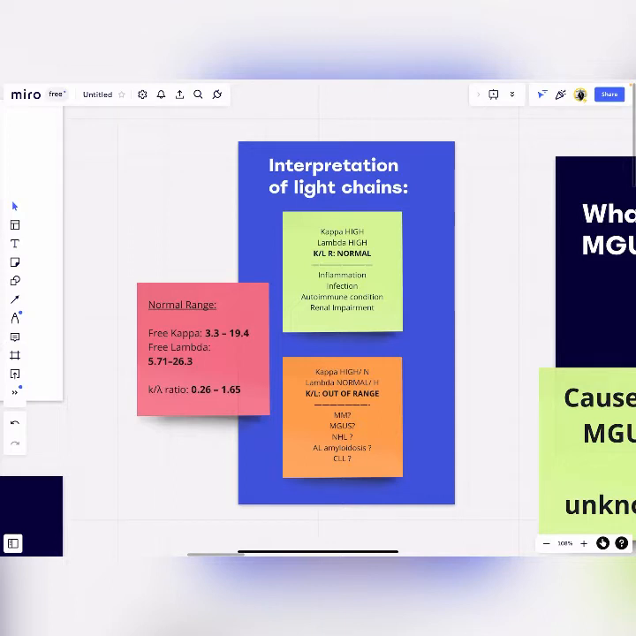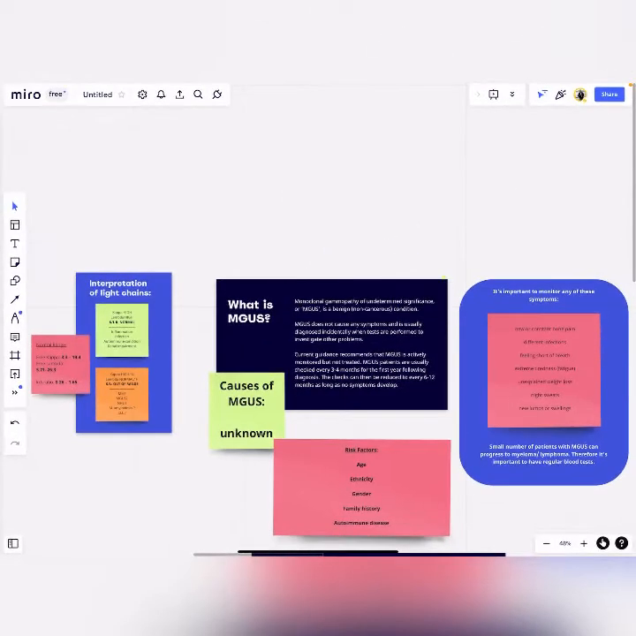Typical clinical conditions represented with a normal Kappa-Lambda ratio could be inflammation, infection, autoimmune conditions, or even renal impairment. On the other side, an abnormal Kappa-Lambda ratio may represent clinical pathologies classified as plasma cell neoplasms, which produce monoclonal immunoglobulins. A clinical condition represented with a Kappa-Lambda ratio out of the normal range is MGUS.